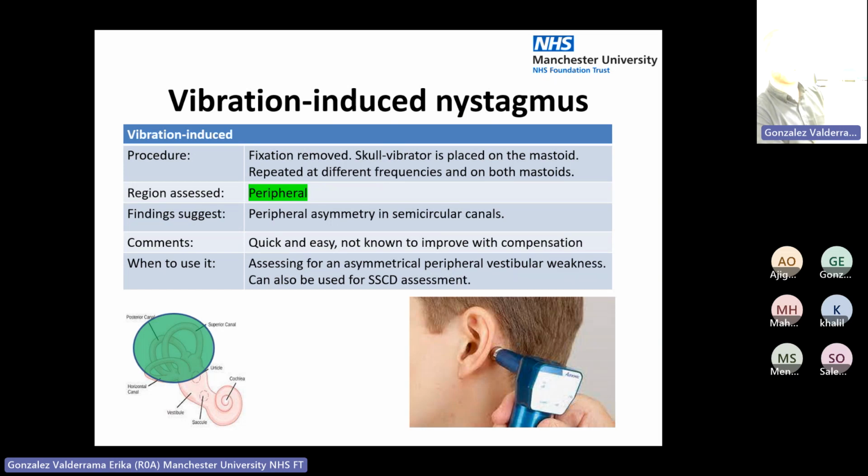And if it locks in with other test results, like a video head impulse test, then you can often work out which side is dysfunctional. And it doesn't improve with compensation. So like the caloric, it can be positive years down the line. We also use it occasionally for SSCD assessment as well.